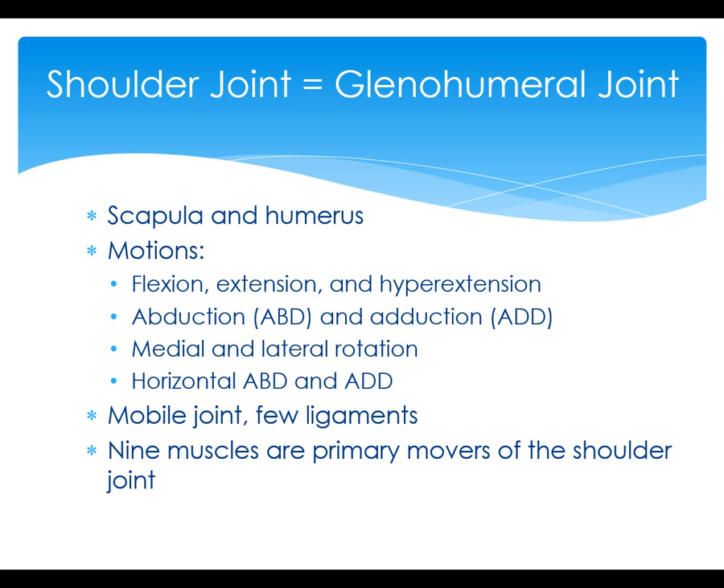The shoulder joint is also called the glenohumeral joint, and it's important that you do not get the two confused. The glenohumeral joint is comprised of the scapula and the humerus. This includes motions of flexion, extension, and hyperextension, abduction and adduction, medial and lateral rotation, which are also called internal and external rotation, and then horizontal abduction and adduction.